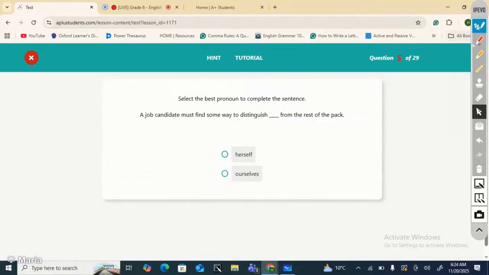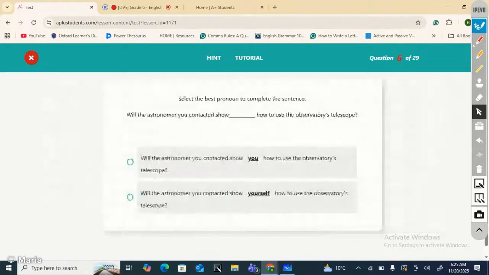Well, the subject is a job candidate, singular. So we need a reflexive pronoun which refers back to a singular subject. A job candidate can be a female person. So must find some way to distinguish herself. The reflexive pronoun ending in self can refer back to a singular subject. Ourselves refers back to plurals, so we cannot use this one. Yes, Asha, you're right. It's herself.